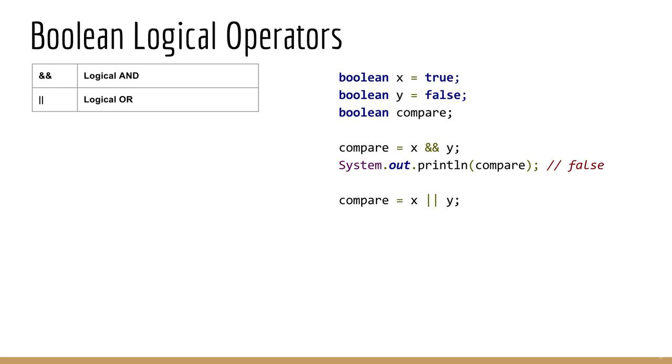When we use logical OR, the result is true when either side has true value. Only time result will be false is when both variables or expressions are false. Here the result of an OR operation is true because x is true.